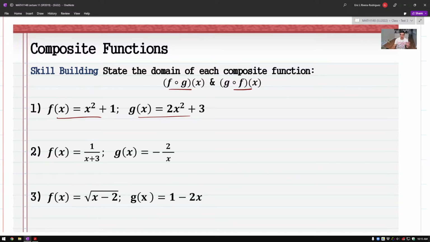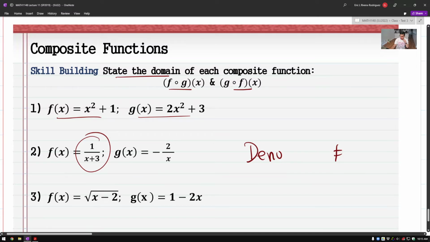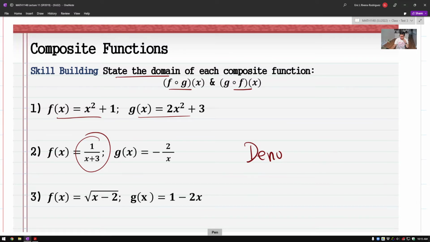Okay, so you will practice composition, but I also want you to state the domain, and you need to remember something about the domain. If we have an operation with restriction, for example a fraction, remember that the denominator can't be equal to 0. That is how we identify the restriction of those particular functions, and then we can determine the domain.